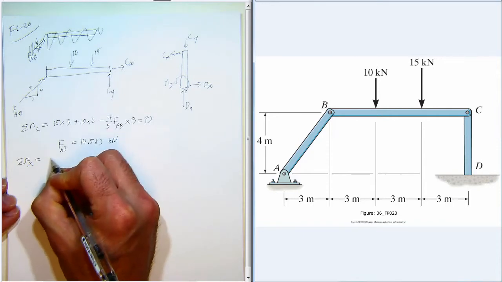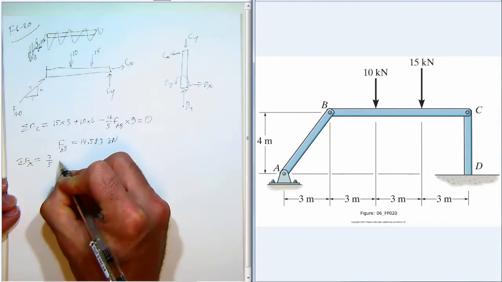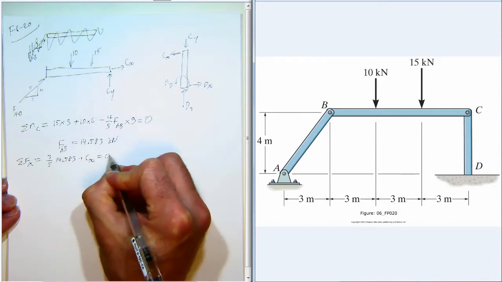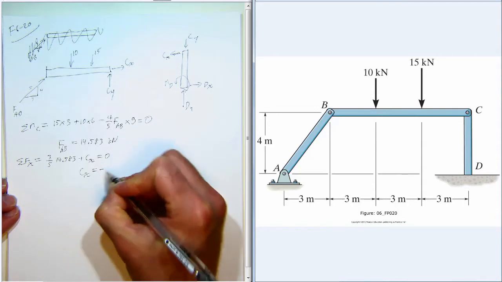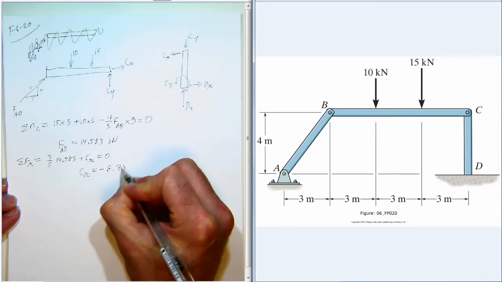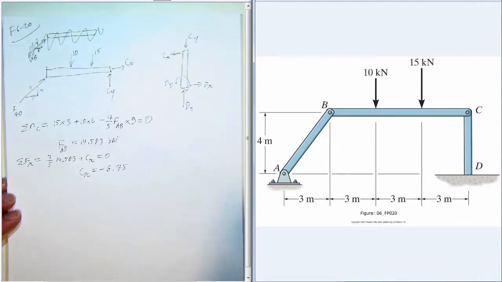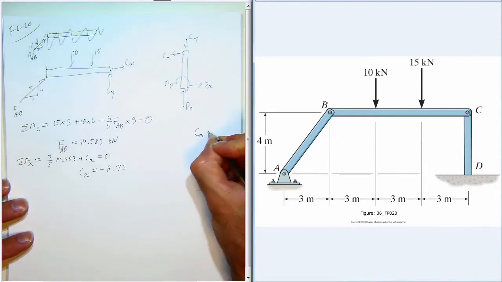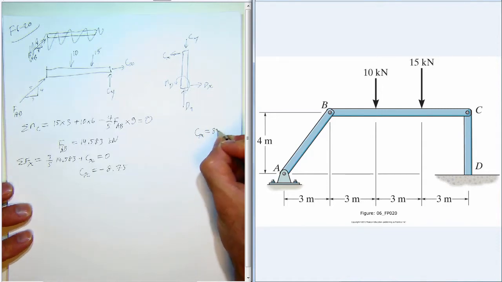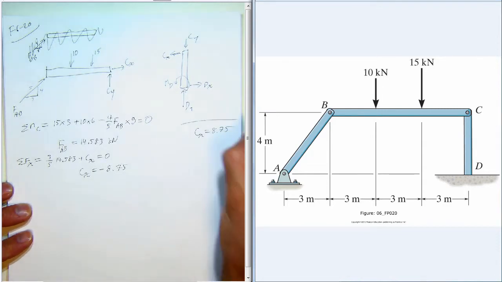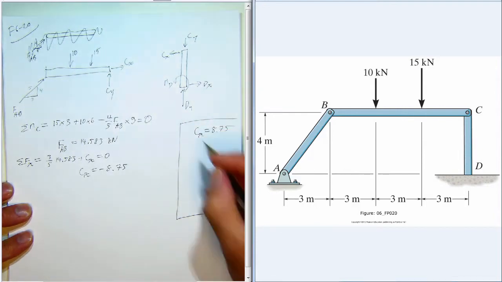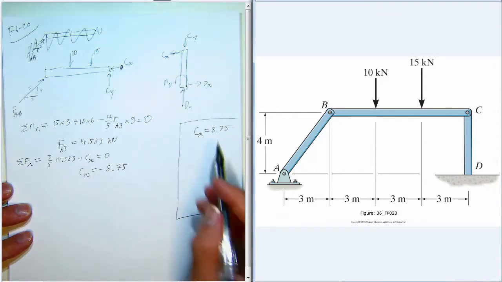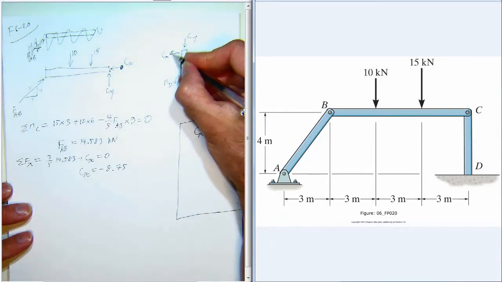For the forces in the x direction, we have 3/5 of 14.583 and Cx, and that equals 0. So Cx is negative 8.75. So it's drawn to the left, and it's actually to the right. We'll go ahead and put the final answers here. This isn't an answer, 8.75, but once we do this, then we can go ahead and change the drawing. So Cx acts to the left at 8.75, and we need to change this one too.